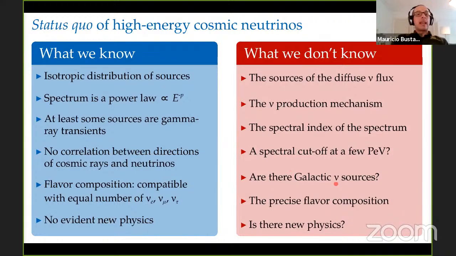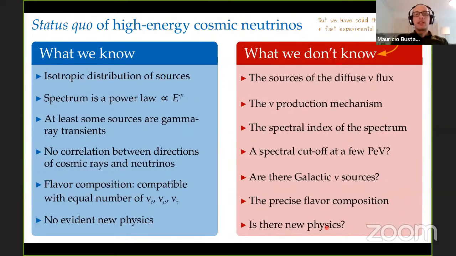We don't know if there are galactic Milky Way neutrino sources. I've been talking about extragalactic sources so far, but there might also be sources inside the Milky Way. We don't know what the precise flavor distribution is. It is compatible with an equal number of each one of the flavors, but it is very difficult to infer the neutrino flavor composition, so there might be something hiding in there. And we don't know if there's new physics yet. But we have ideas on all of these, and there's very fast experimental progress.